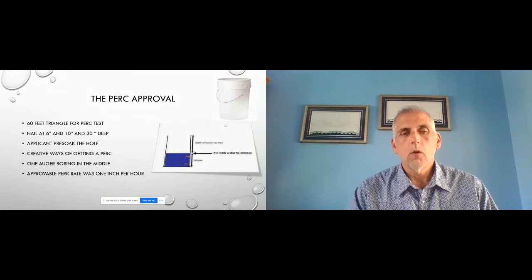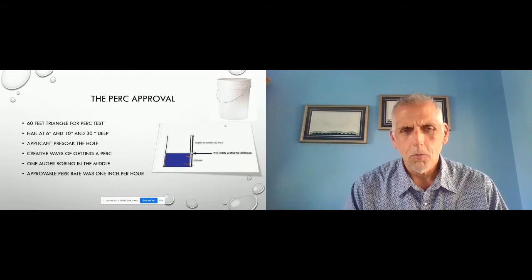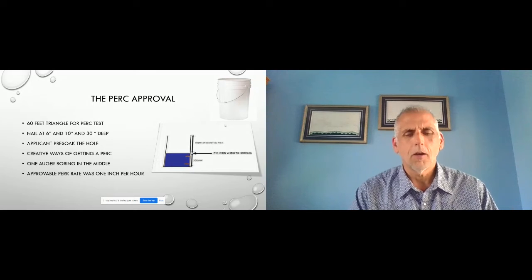The applicant would pre-soak the hole to the 10-inch mark, and then when we came, we would pour it to the 6-inch mark. But people quite a bit learned how to be creative in getting a Perc approval. We had people who would take a shotgun and shoot into the bottom of the hole. Had people that would overdig the hole and put gravel in and then put soil back over top of it. So you had to go out with a probe rod as well to make sure that someone hadn't altered the Perc test, that it was actually soil underneath the bottom of the hole and not something that would absorb the water.